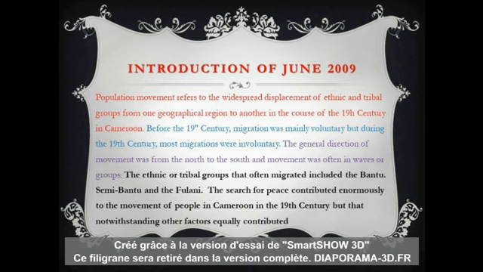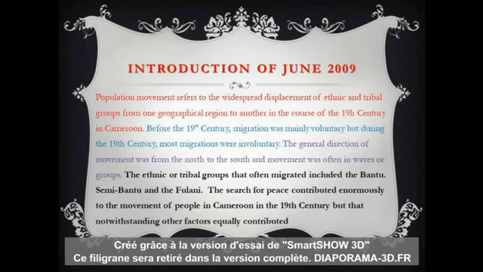Now, the second part of this question, you are giving other factors. People did not migrate only because of the search for peace. They also migrated because of several reasons. So my introduction of the second part will be as follows. Apart from the desire for peace, other factors as examined below equally contributed to the movement of people in Cameroon in the 19th century. Good.